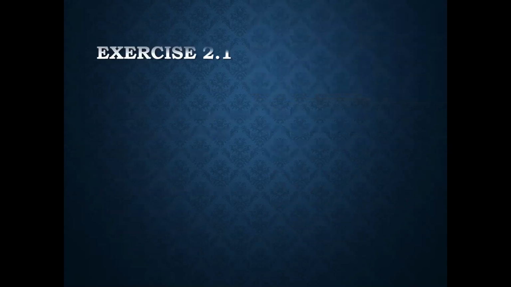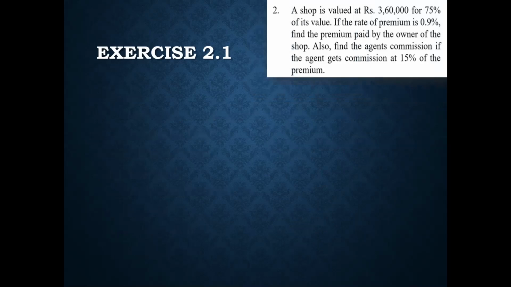Moving on to the second sum, pay attention. A shop is valued at rupees 3,60,000 for 75% of its value. The rate of premium 0.9%. So you have to find the premium which is paid by the owner. And also you have to find agent's commission at the rate of 15%. So basically class, the solution goes the same way. First you identify the property value, which is 3,60,000. Again, you can see 75%, which is a bigger percentage, and multiple of 5, correct?